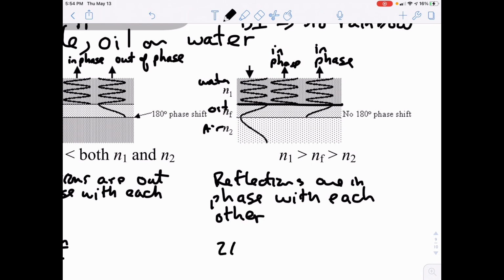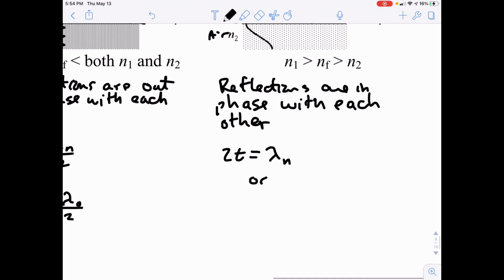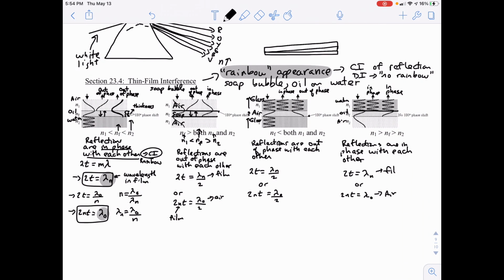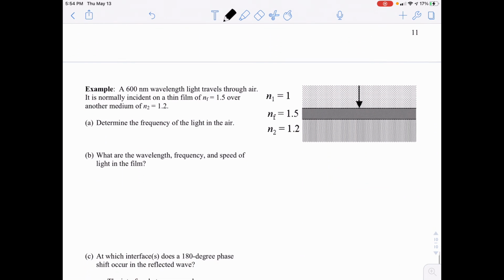Which means 2t equals lambda, or 2nt equals lambda O. Again, air wavelength, film wavelength. Let's take a look at an example.